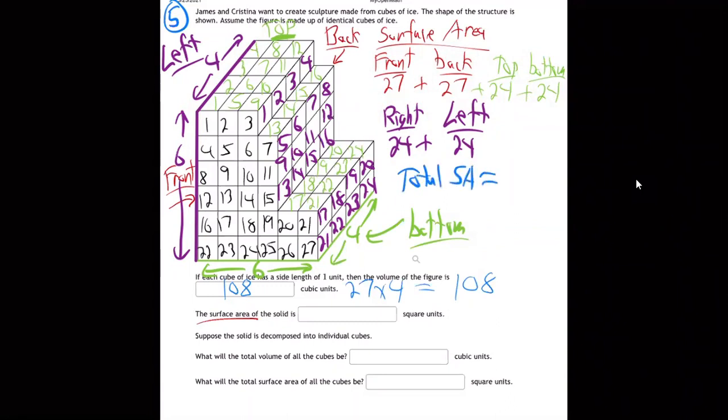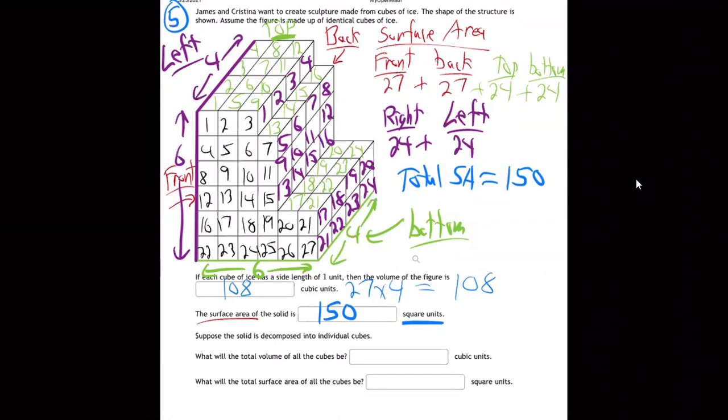Total SA, total surface area, whatever those are, add it up. I'm getting 150. Is that right? Yeah, 150. So 150 square units make up the whole surface. You want to paint this thing, the front, the back, top, bottom, right, left. Got to paint every square. There's 150 squares you would have to paint in this 3-dimensional shape.